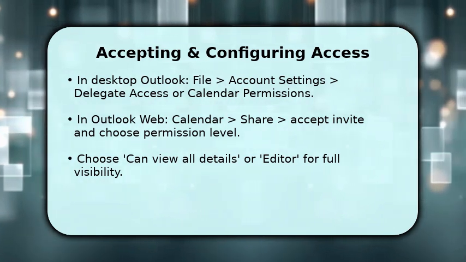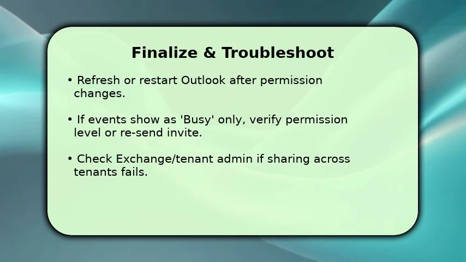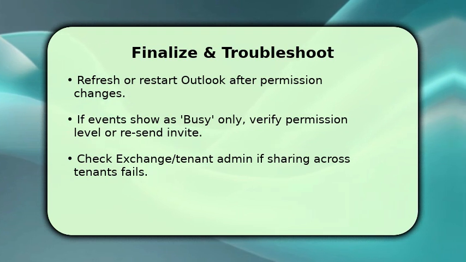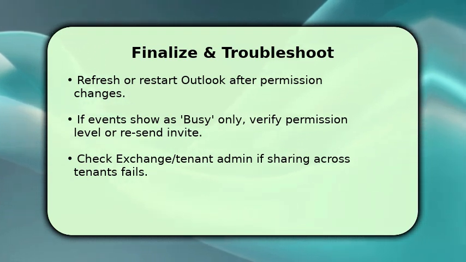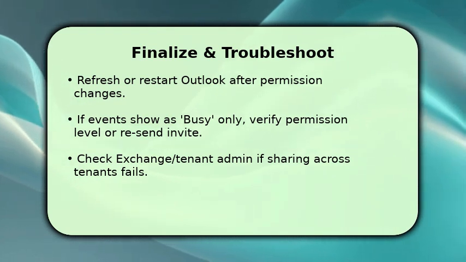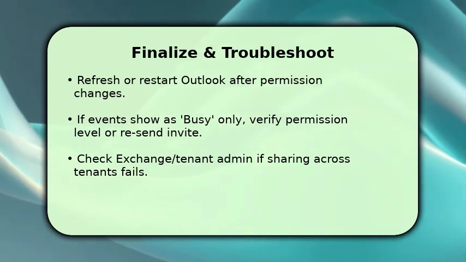You finish by refreshing Outlook and confirming the calendar displays with proper details. If changes don't appear, restart the app or sign out and back in to force a permissions sync. If events still show only as busy, make sure the other user granted Can View All Details or resend the delegate invite. Permission level is the common culprit.